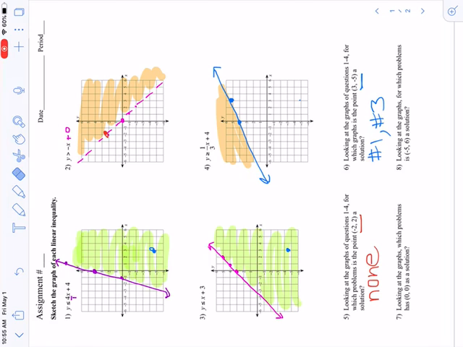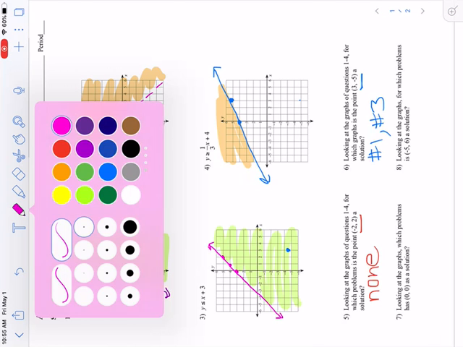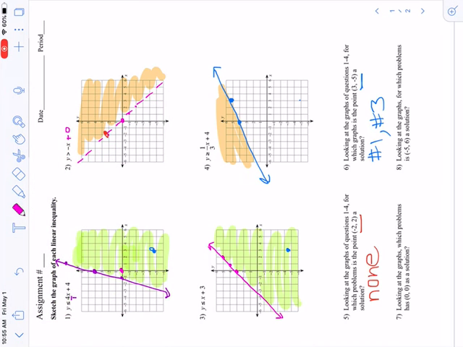Number 7 says look at the graphs and which problems has 0, 0 as a solution. That's the origin. So if my origin is in the shaded region, I want to include it. Looking at question number 1, true. 0, 0 is in the shaded region. Looking at question 2, I cannot include 0, 0 because it's a dotted line. It has to be on a solid line. Number 3, 0, 0 is in the shaded region, so I'm going to include number 3. And number 4, 0, 0 is not in the shaded region, so I'm not going to include it.